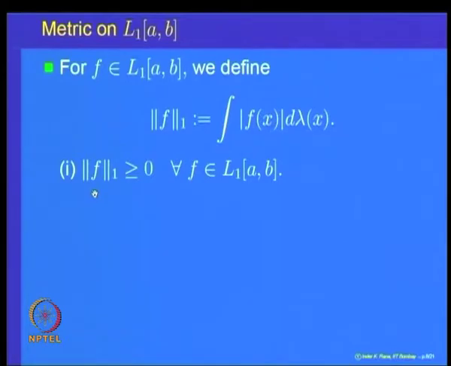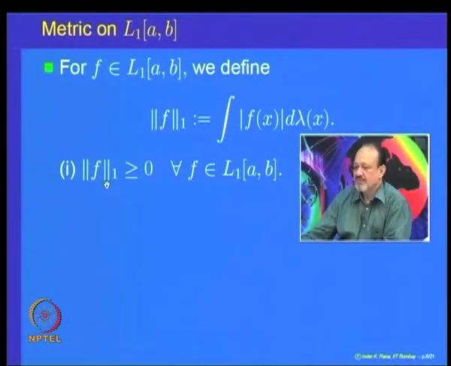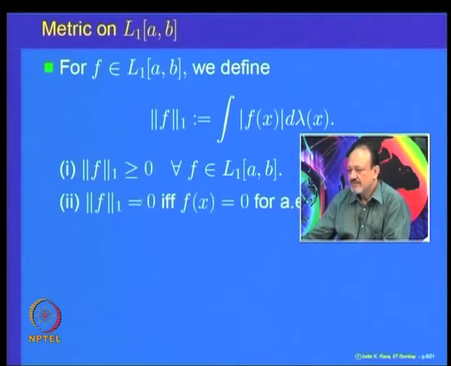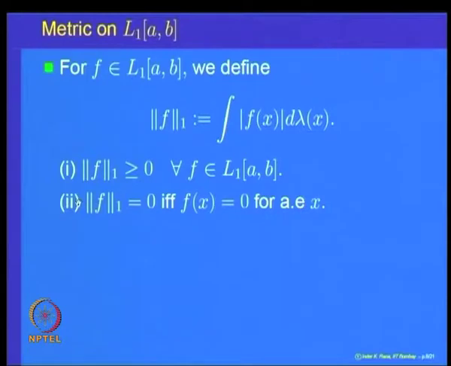So, the first property, namely the L 1 norm of a function is bigger than or equal to 0 for all functions f in L 1 of A B, is obvious. The second property: supposing this function f is 0 almost everywhere, then clearly the integral of the function will be equal to 0, that we have already observed. So, the norm will be equal to 0, and conversely, if the L 1 norm is equal to 0, then the function absolute value of f of x, being a non-negative function with Lebesgue integral 0, must be 0 almost everywhere.